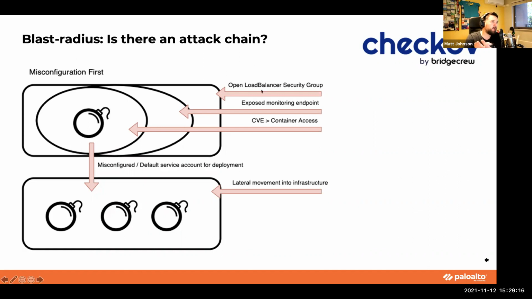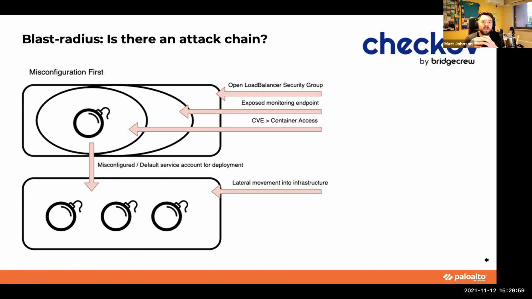So in this scenario, we have an open load balancer security group that is bound to something, and it shouldn't be public to the world, but it's been misconfigured. So it's exposing a monitoring endpoint. And because that monitoring endpoint is meant to be internal, it might not have authentication. It might not be patched for some recent CVEs because it's just internal and not meant to be publicly accessible. So an attacker finds that open security group, which exposes this internal monitoring endpoint, and uses a CVE to get container access. They've had a mixture of misconfigurations allowing exploitation of an otherwise probably non-exploitable CVE.